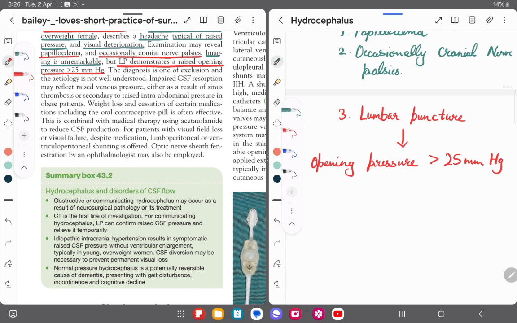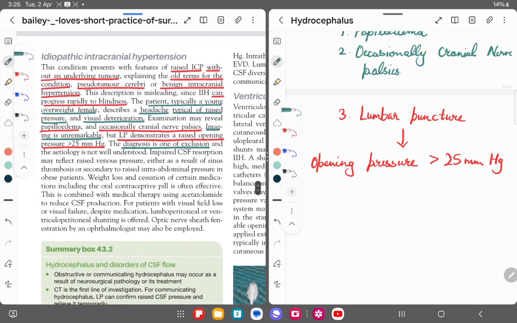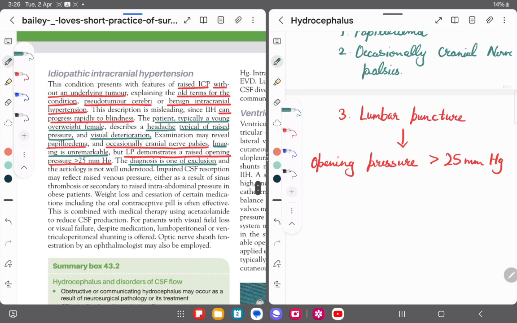The diagnosis is one of exclusion and the etiology is not well understood. So if we can exclude everything, we can make the diagnosis. Since it is idiopathic intracranial hypertension, for it to be idiopathic we have to exclude everything including tumor.